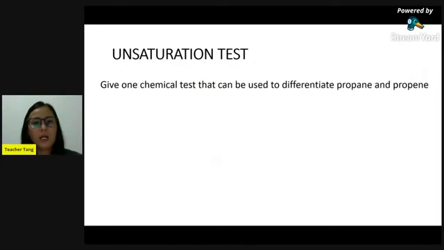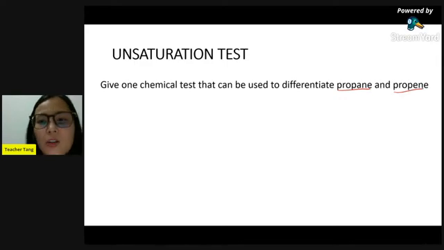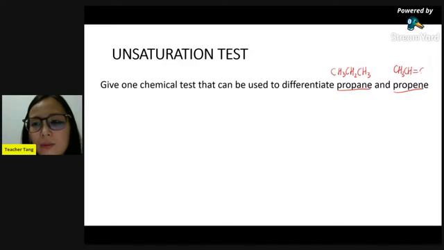Okay, shall we look at another example? Want to differentiate between propane and propene. So propane, alkane, propene, alkene.